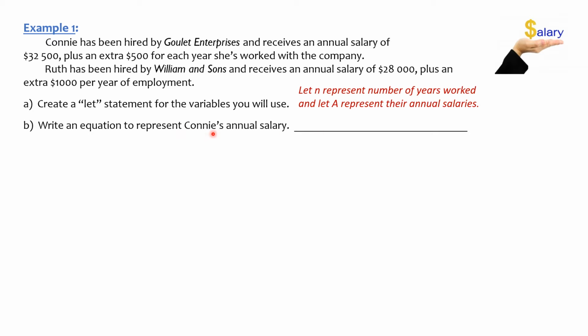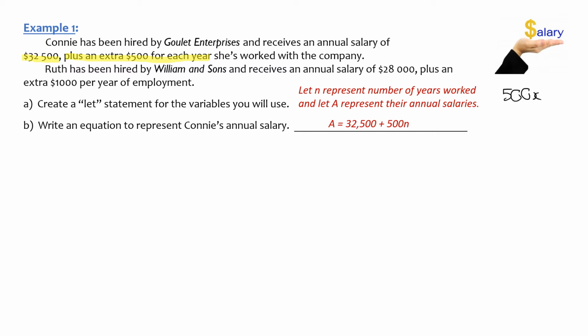Write an equation to represent Connie's annual salary. Connie makes $32,500 a year. Let me highlight that. She makes $32,500 a year plus an extra $500 for each year. So putting that together in an equation. Now, if we were using x and y, we would have, remember, the 500 and then we would have the x after that, but we're using n instead of x.